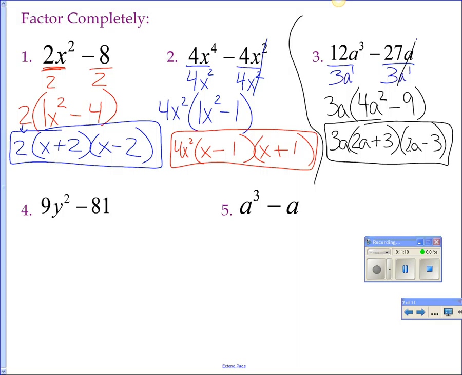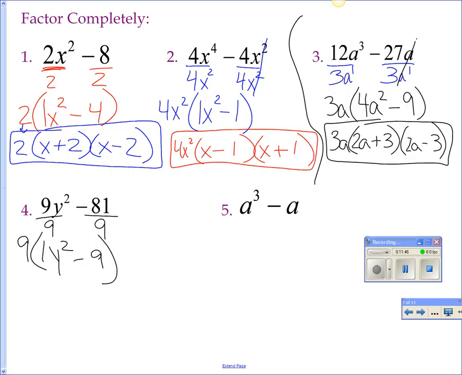Okay. Gracie, number 4. What do I need to do first? What goes into 9 and 81, Gracie? Very good, Gracie. 9 goes into both of them. Zaria, what do I do after I put a 9 underneath? Very good. 9 divided by 9 is 1. Drop down your y squared. Negative 81 divided by 9 is negative 9. Daniel, what do I need to do after that? Good.